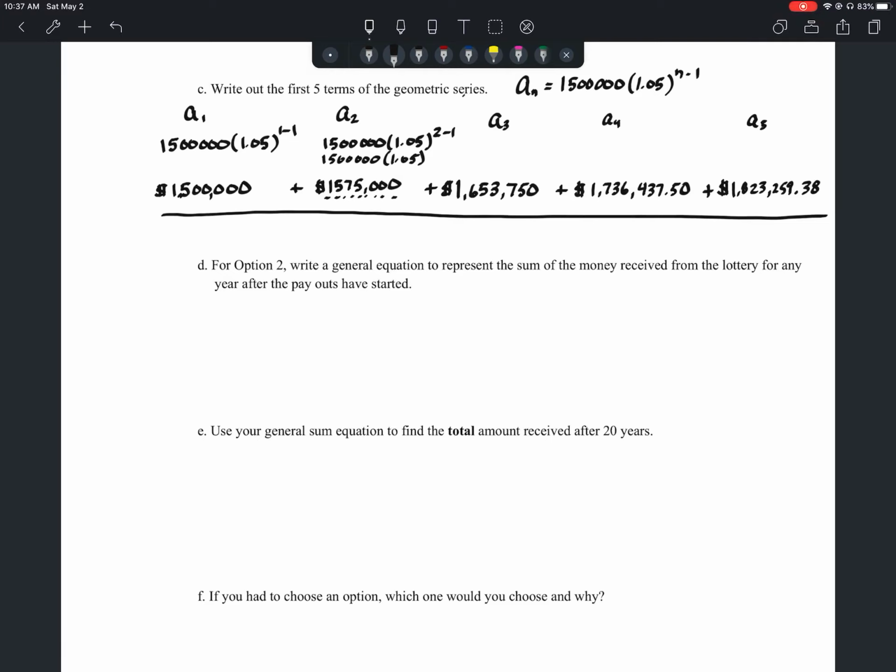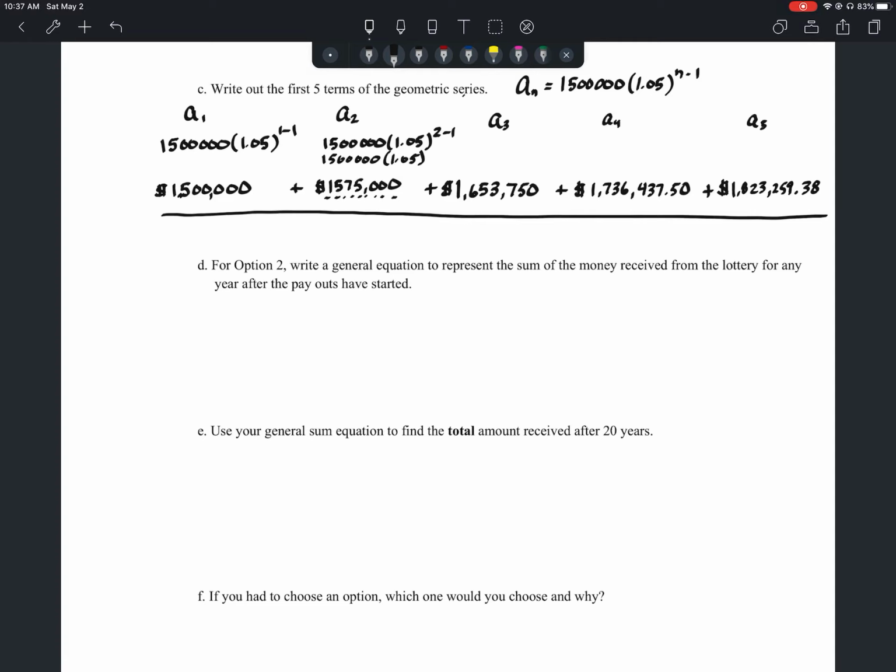So hopefully you're starting to think about which option you would choose if you were in this situation. And we'll compare these here in the end. Let's go ahead and look at D. It says for option 2, write a general equation to represent the sum of the money received from the lottery for any year after the payouts have started.